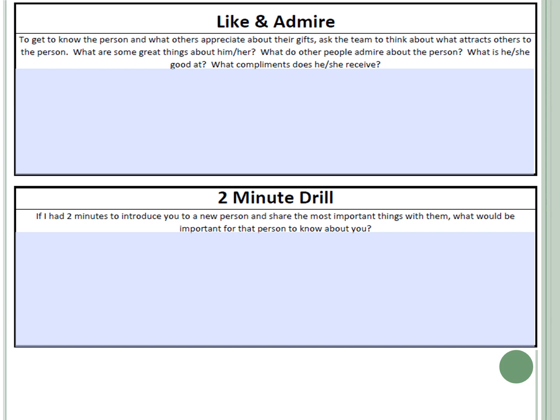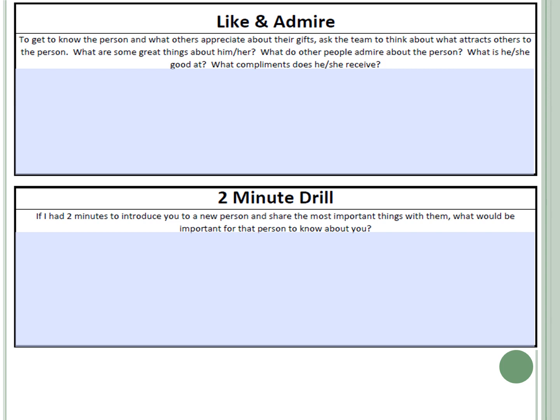So one of the first tools that are used during the MyPlan is the Like and Admire tool. And this is really an awesome opportunity for the individual's team to just brag on the person. So you're going to talk about what others appreciate about the person, what attracts others to that person, what are the great things about the person, what do people admire about the person, what are they good at, what compliments does the person receive.